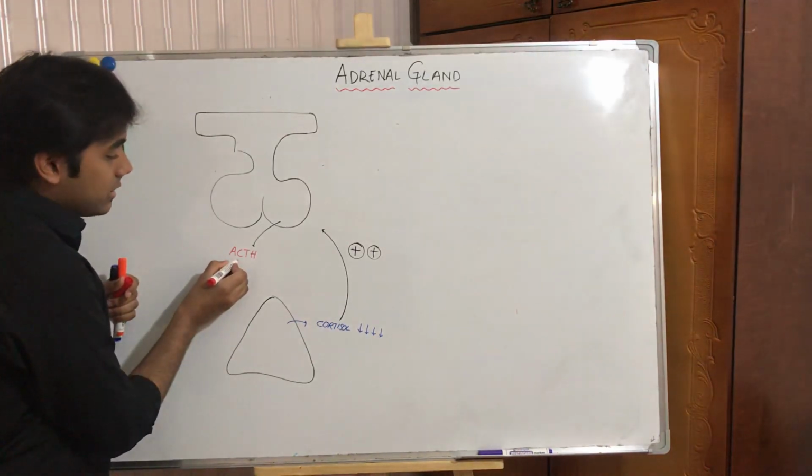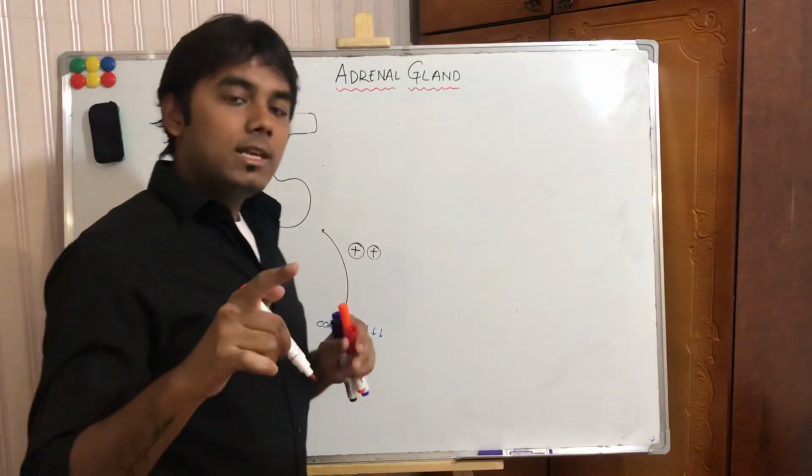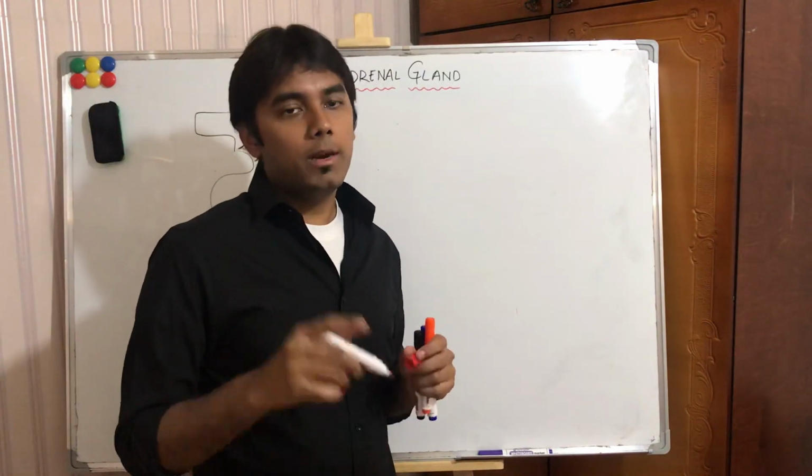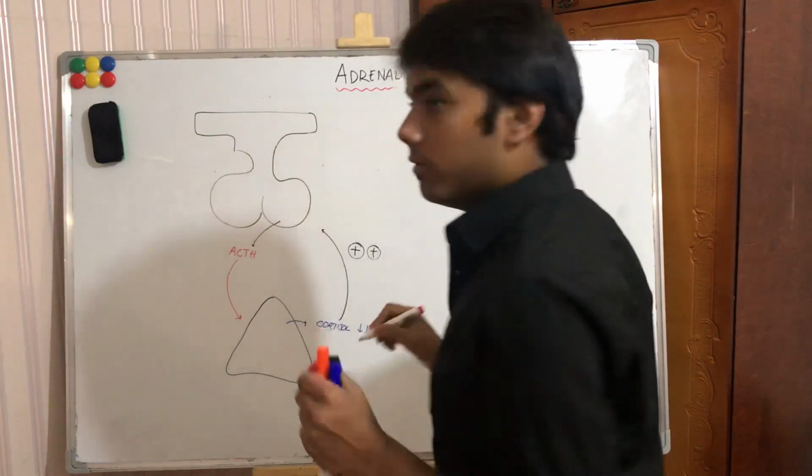Now this ACTH will act on the adrenal cortex. Which layer exactly? Zona fasciculata. But the thing is, there are 3 layers as I told you. GFR.